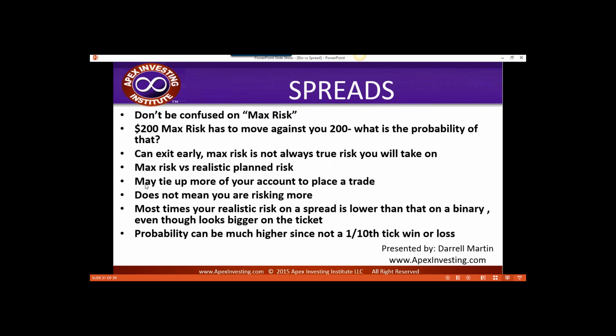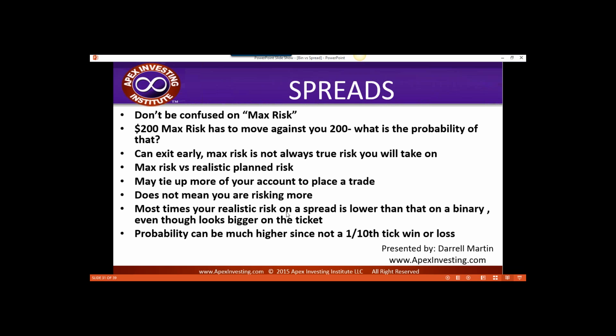Yeah, you may have to tie up a little bit more of your account to place the trade, but it doesn't mean you're risking more. Most of the time your realistic risk on a spread is lower than that of a binary, just like I showed you right there. It might tell you, oh, you got to put up $120 margin. But if I see it going against me 25 ticks, I'm going to get out. And I lost 25 bucks. I didn't lose 85 bucks on a binary. You know what I mean?